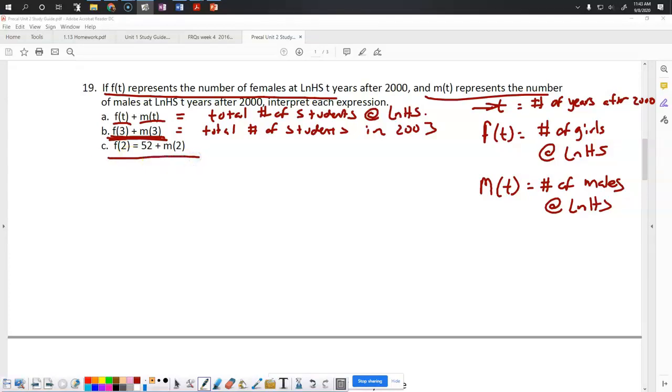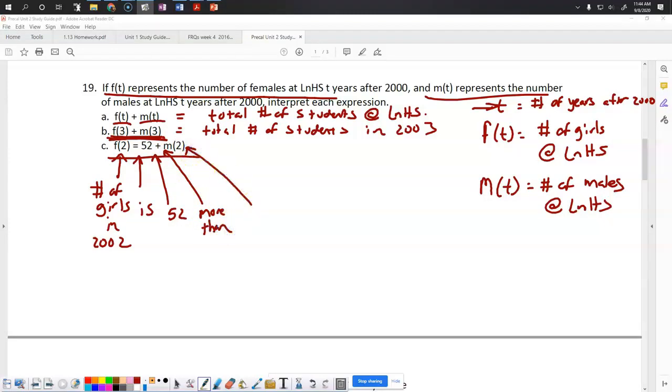Let's interpret this one. This is the number of girls in the year 2002. Is 52 more than, because we're adding, right? 52 more than the number of males. So the number of girls in 2002 is 52 more than the number of males. So all that means is that the number of girls in the school is 52 more than the number of males. All right? And so that's interpretation.